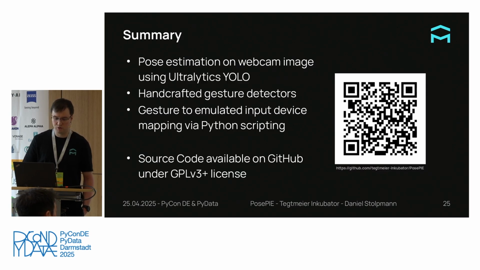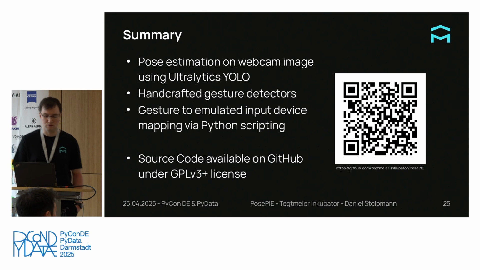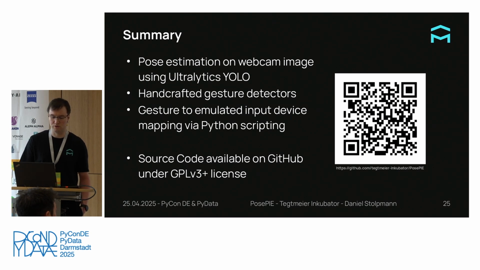In summary, PosePIE performs pose estimation on a webcam image using the ultralytics YOLO framework. We have some handcrafted gesture detectors, and we do the gesture to emulated input device mapping via Python scripting. PosePIE itself is also completely written in Python, so you can completely modify it. And it's open source. It's available on GitHub under the GPLv3 license. So we hope you might try it out, and we will hear from you what you will do with it.